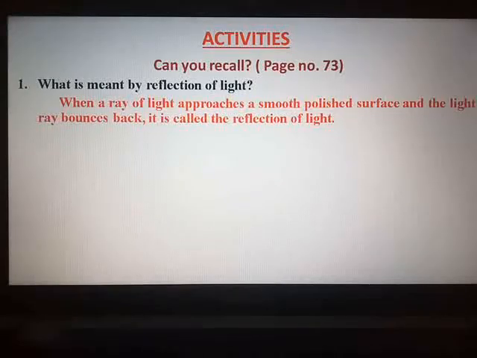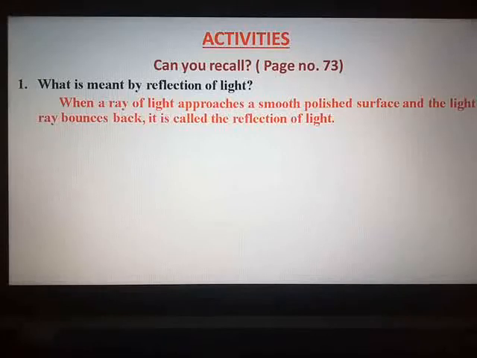Second question, what are the laws of reflection? I have purposely not answered it for you. I have told you, from the lower standards you are studying the laws. The incident ray, the reflected ray, and the normal all lie in the same plane. Angle of incidence is equal to angle of reflection. So all these laws you know. So just go through it. It will not be asked in the exam.